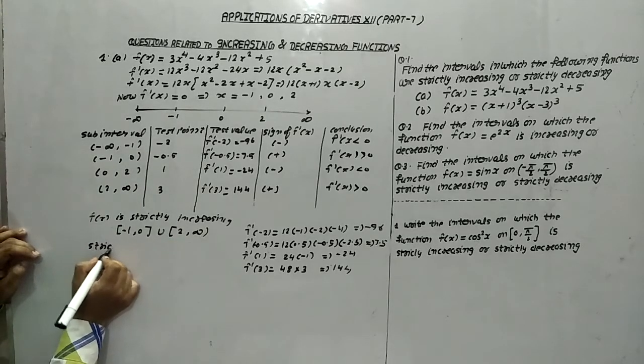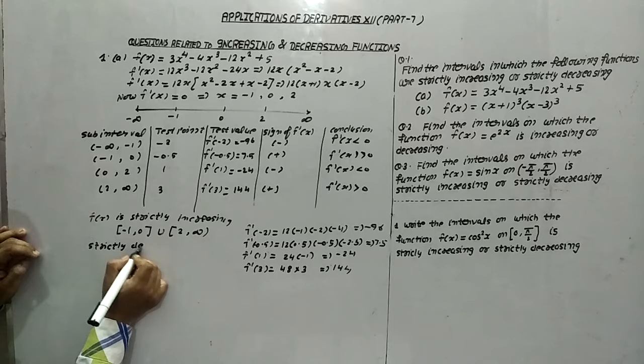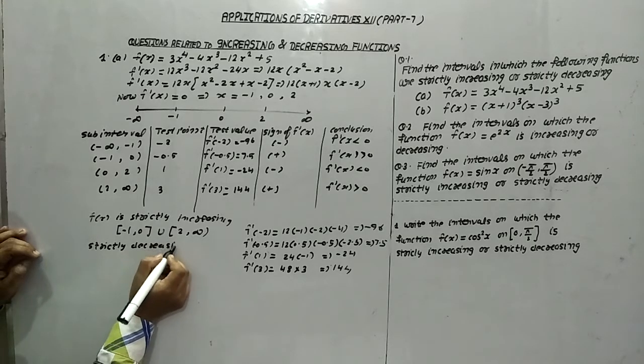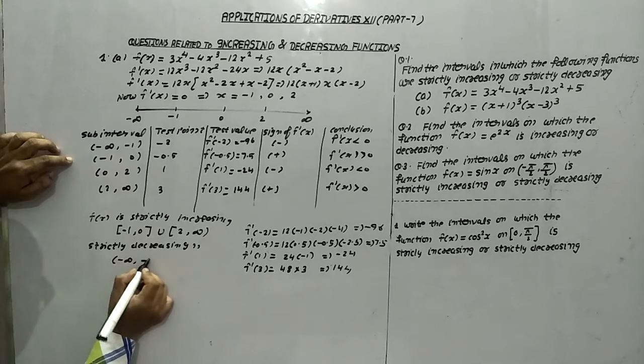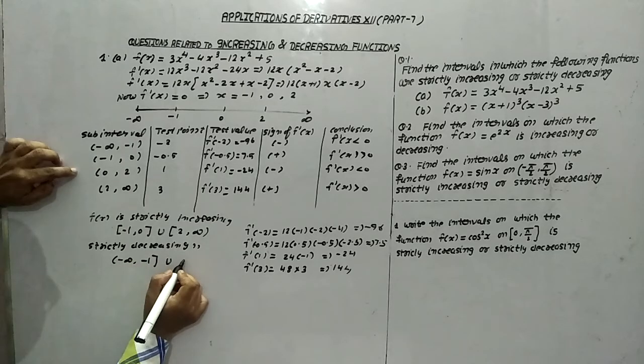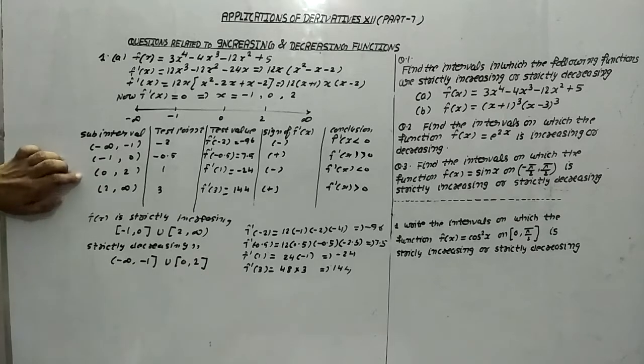Strictly decreasing on. So for strictly decreasing, what are we observing? −infinity to −1, union 0 to 2. So this is the part of strictly increasing and strictly decreasing. Now let's start with part B. In this part B, we have f(x) equal to this one.